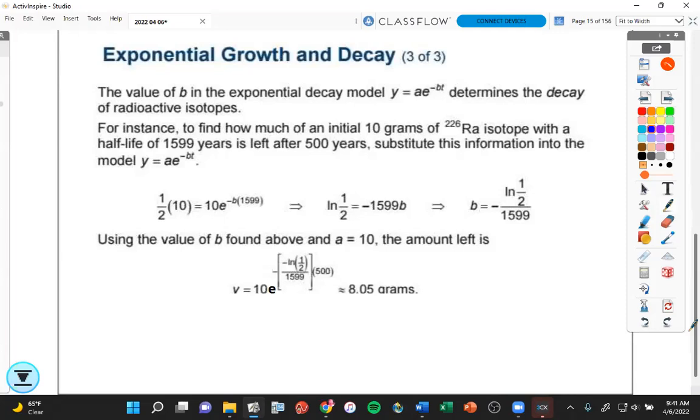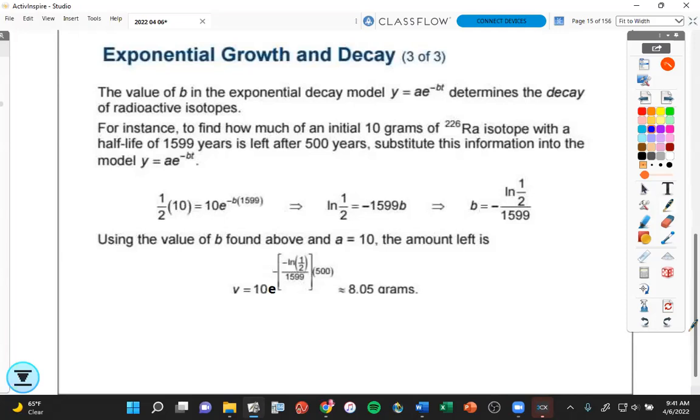Okay, so here's the equation we start with. We have 1/2 of 10 equals 10 e to the negative 1,599 b. Dividing both sides by 10 makes the 10 go away, right? So half of it is left, and e to the negative 1,599 b is what remains.